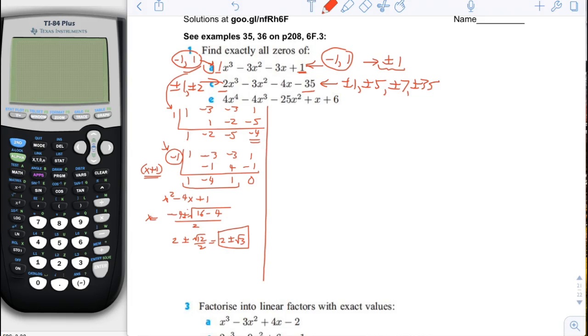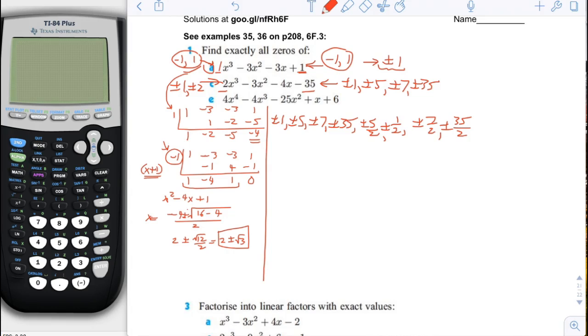Okay, and when we generate a list of all the possible zeros, we would have plus or minus 1, plus or minus 5, plus or minus 7, plus or minus 35. We would have plus or minus 5 divided by 2, plus or minus 1 divided by 2, plus or minus 7 divided by 2, and plus or minus 35 divided by 2. Those are all the possible zeros, okay?